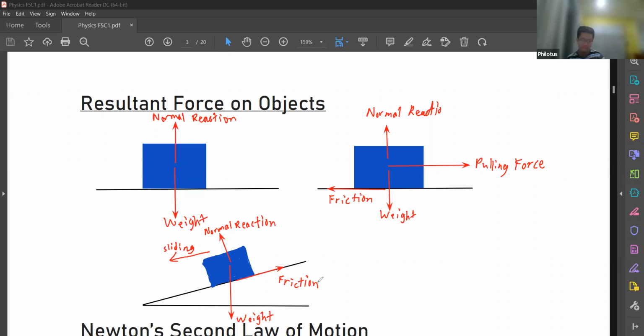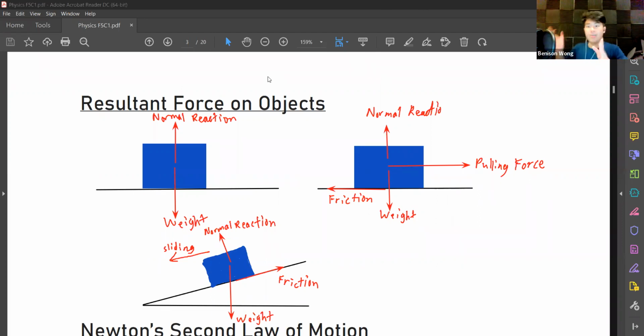Okay? What if instead of sliding down, you pull the object upwards? Because you don't need to pull, the object will slide down naturally. But what if you add a force? Let's say in primary school, you had a school bag that's like a trolley.